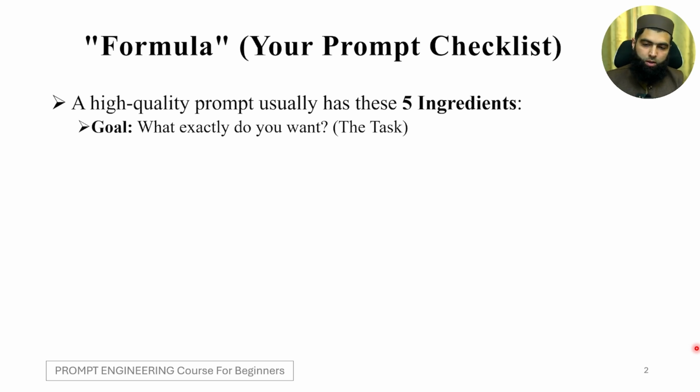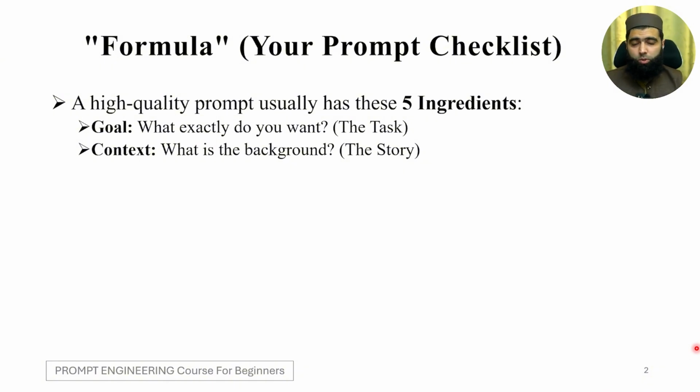First one is goal. What exactly do you want? This should be the most important thing. You should be very clear about your goal. That will be the task. Second thing is context. What is the background, the story? One thing I need to emphasize is don't get overwhelmed by these keywords that I'm mentioning right now in this checklist, because in this course we will be covering each of these in sufficient detail. So don't worry about these things. I'm just giving you the bigger picture.